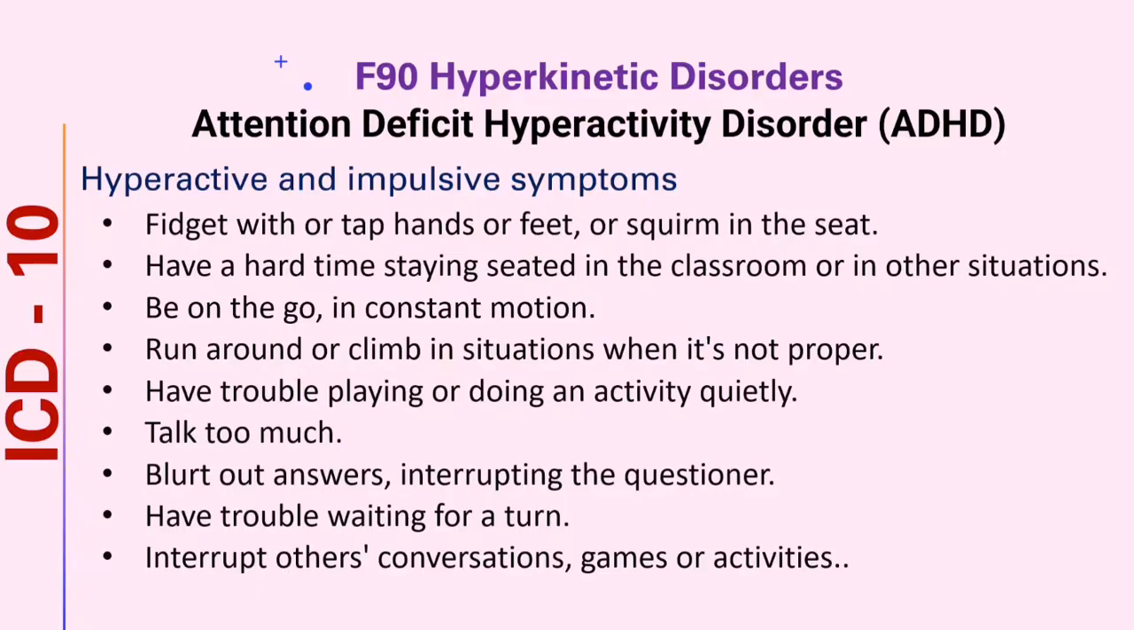The second set of symptoms are hyperactivity and impulsivity. This will be seen in the behavior of the child, like they will fidget or tap hands or feet on the furniture or squirm in the seat. Squirm means to keep moving while sitting on the seat. They have a hard time staying seated in the classroom or in other situations.